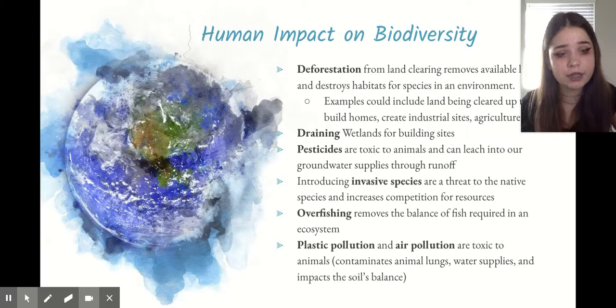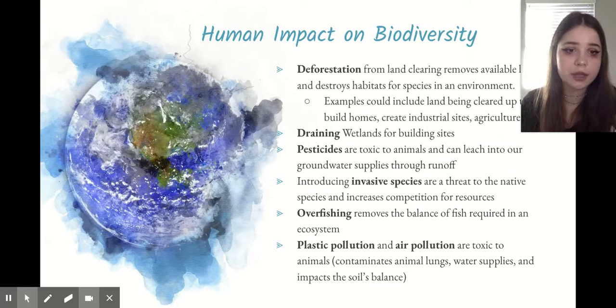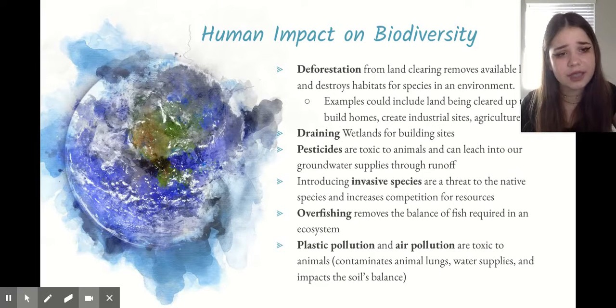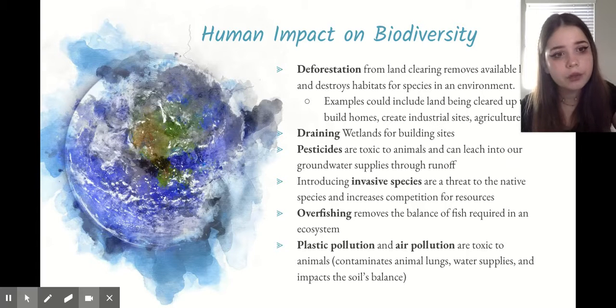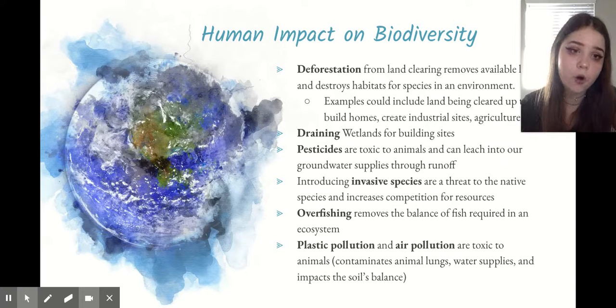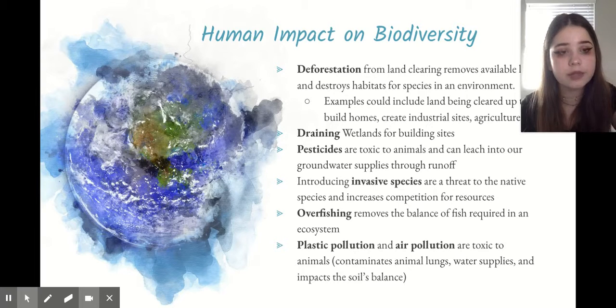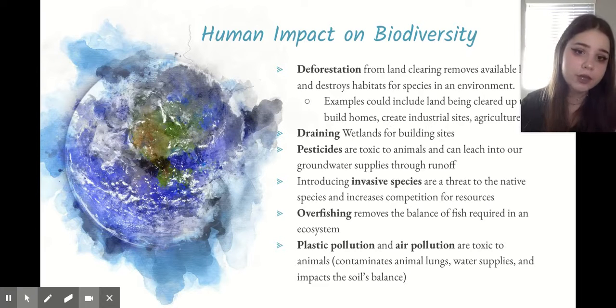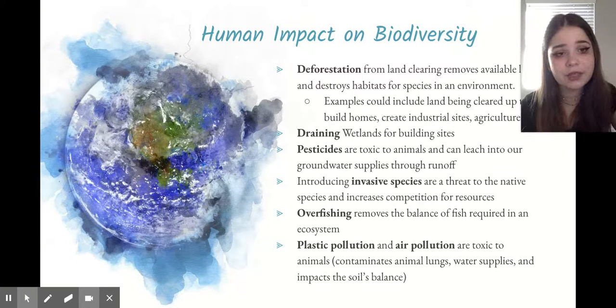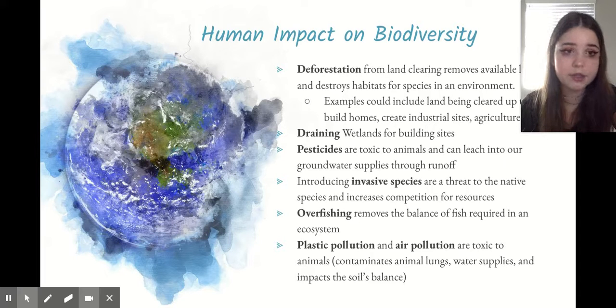In deforestation, people are removing trees. Land is being cleared, which removes available land and destroys habitats. These species no longer have a habitat for their ecosystem. So why are we clearing trees? Examples include land being cleared to build homes, industrial sites, cities, farms, lands for agriculture, plantations, all of those different reasons. But if we go overboard and clear so many trees, this is really bad for the environment.